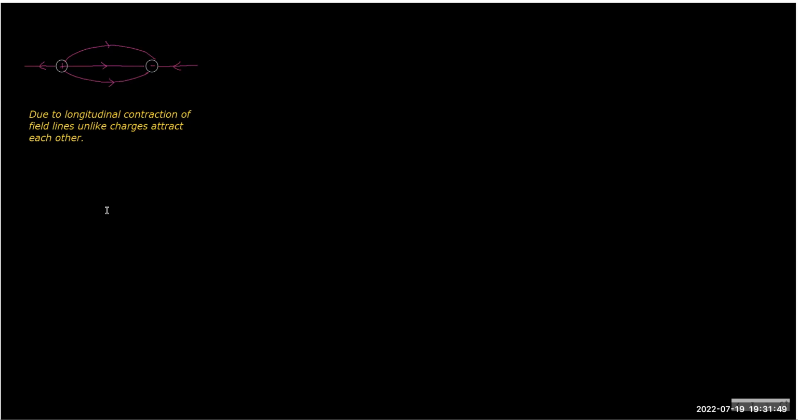Now, in real life, or let's say if we are performing any experiment on Earth, the separation is too small for the light, and therefore the interaction is instantaneous. It happens the moment you think of. Anyway, so that's a definition. The longitudinal contraction of field lines. Field lines.